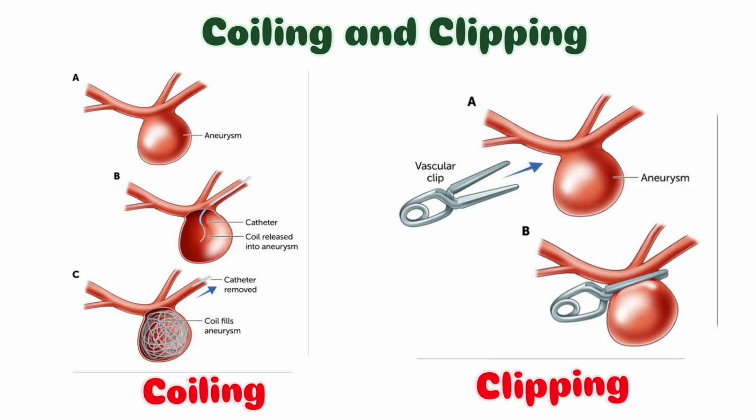In the surgical intervention part of subarachnoid hemorrhage, the coiling and clipping procedure is most commonly used. In the coiling procedure, a catheter is inserted into the aneurysm and a coil is released into the aneurysm. After the coil fills the aneurysm, the catheter is removed. In clipping, vascular clips are applied over the neck of the aneurysm.